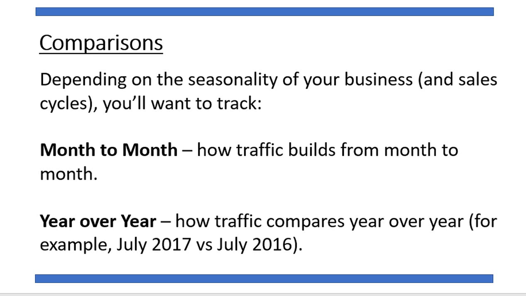And when we're doing all of this analysis, we're typically either looking at what happened month over month. We're seeing how traffic built or decreased from month to month. And depending on the seasonality of your business and or your sales cycle, you're also going to want to look at traffic year over year. So, for example, July of 2017, how did that compare to July of 2016?